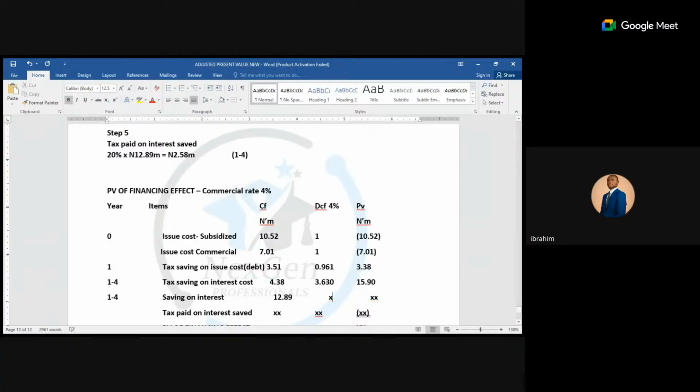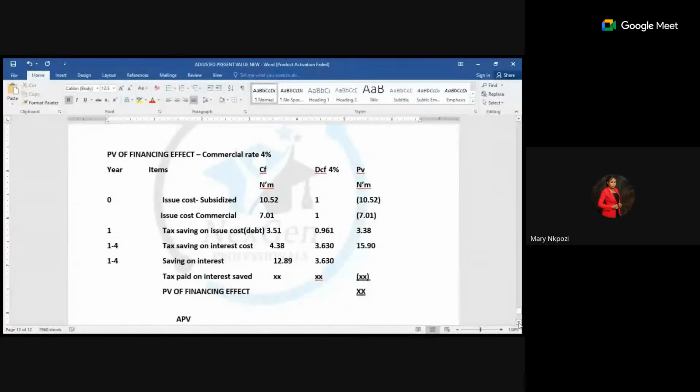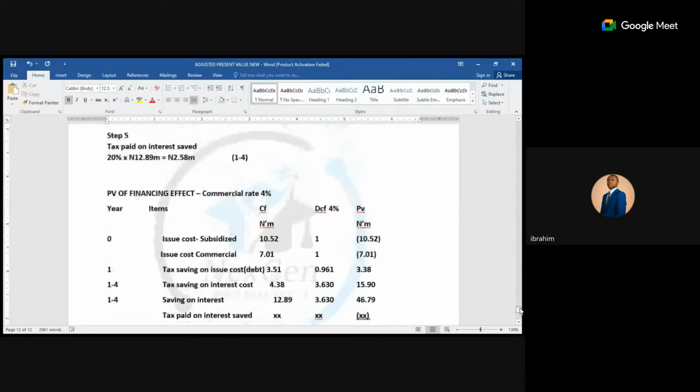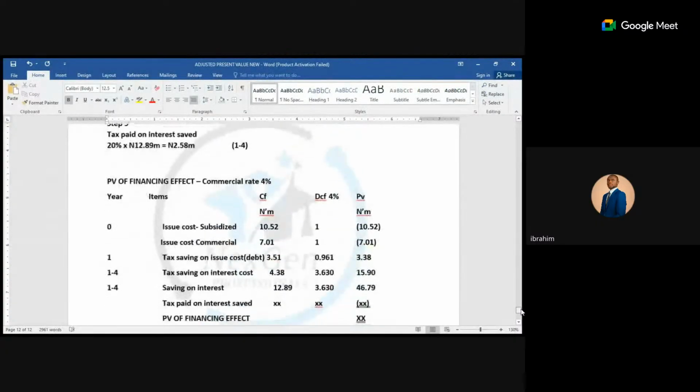So we can still have 3.6 for your annuity. When you multiply, what do you have? 46.79 plus savings. Then lastly is the tax paid from year 1 to year 4.